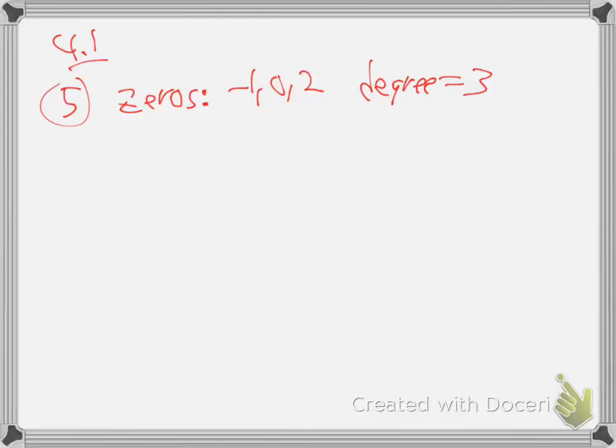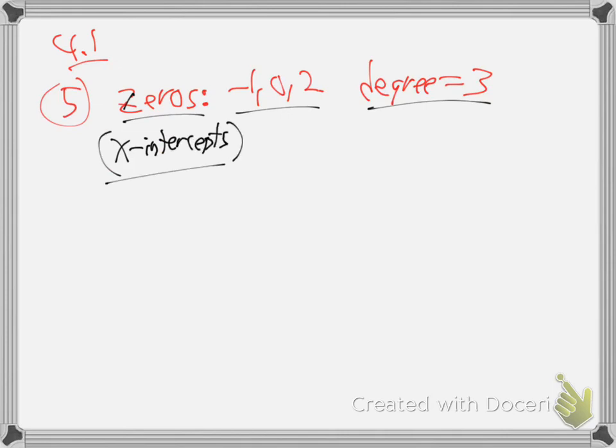They're going to tell me about a polynomial, and they're going to say, here are the zeros of the polynomial, and its degree is 3. And they want me to write an equation for the polynomial. Now, what does that even mean? First off, what are zeros? They are x-intercepts. It's a synonym for x-intercepts. So it's AKA, also known as x-intercepts.